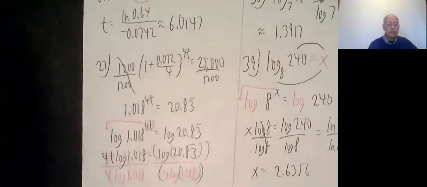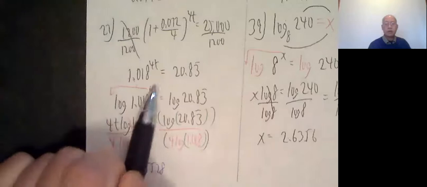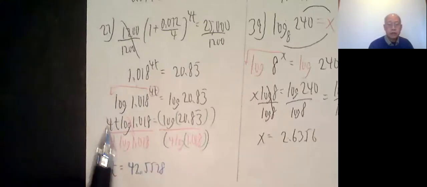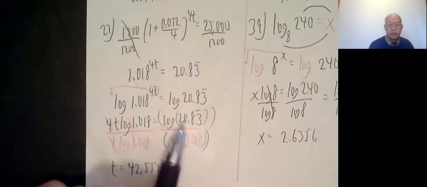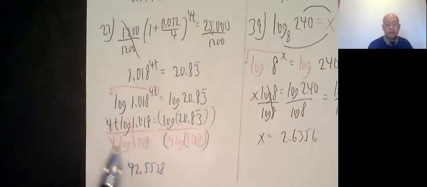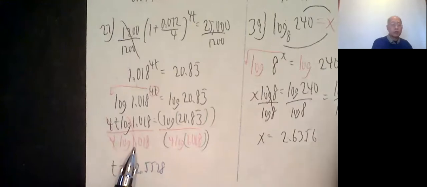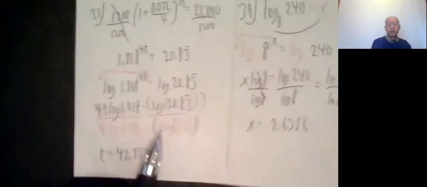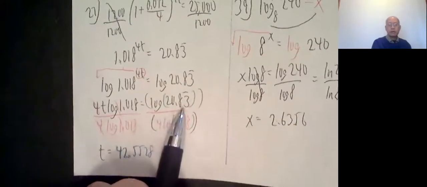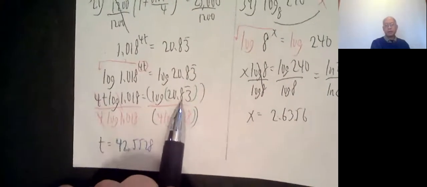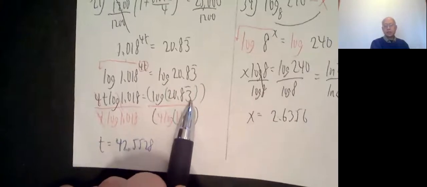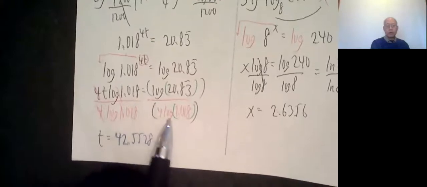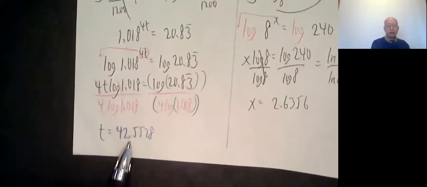Okay, log both sides. Once I do log, 4t comes in front. So 4t log 1.018 is log of 20.83 repeating. Divide both sides by 4 log 1.018. Okay, punch it in your calculator. Log of 20.83 repeating. If you want to type this in a calculator, just put 0.83333, just put a whole bunch of 3s. Then divided by parentheses 4 log 1.018. Comes up to be 42.5528.